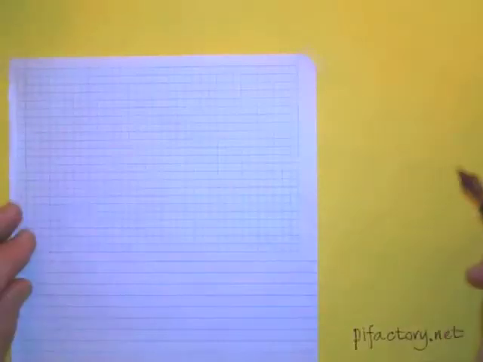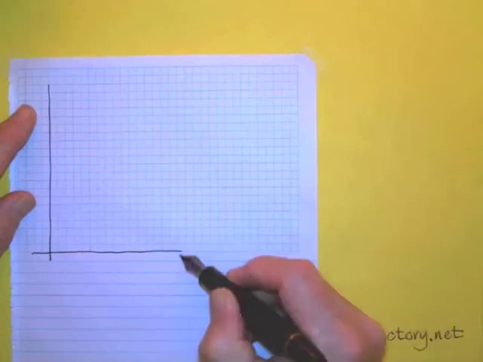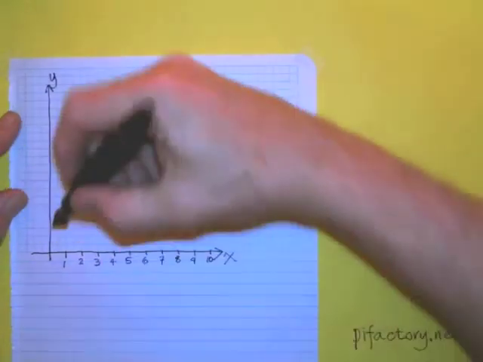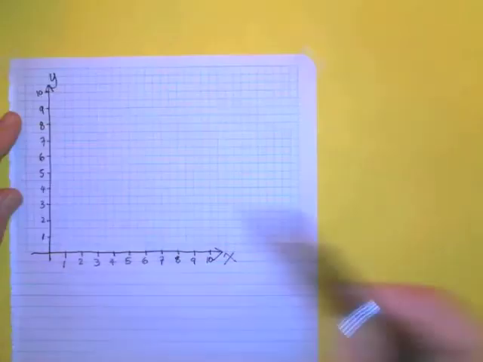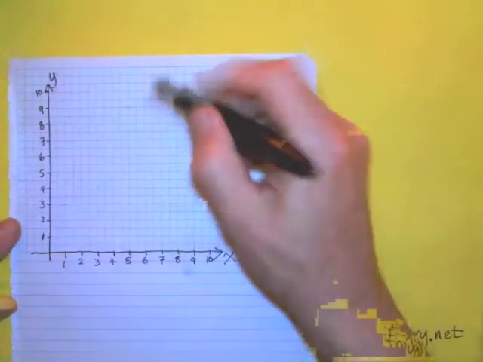Let's draw some scales in. Well, we've got our axes. Now let's plot onto here just a function that we can.